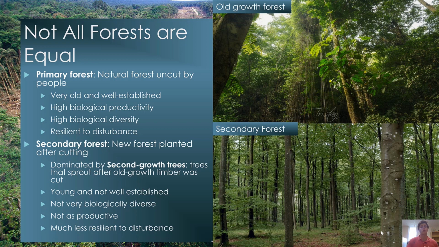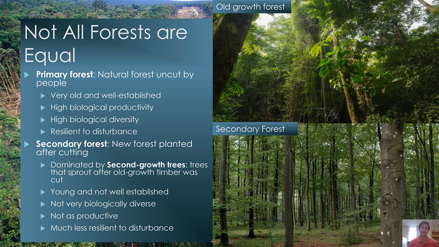Now, contrast that to what we call a secondary growth forest. Secondary growth forests are new forests that have been planted or regrown after removal, after deforestation or cutting. And these are dominated by something called secondary growth trees, which are trees that sprout after old growth timber has been removed and cut.